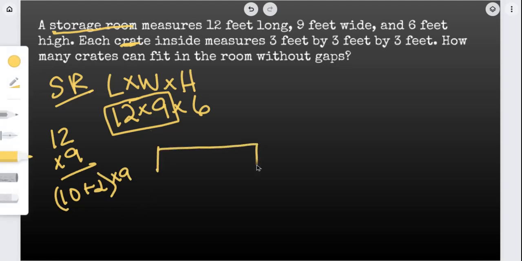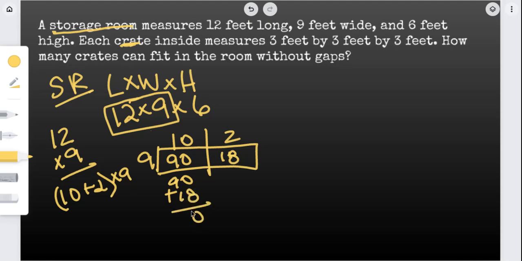So let me get this set up. 10, 2, 9. 9 times 10 is 90. 9 times 2 is 18. I add 90 plus 18, and I get 108. Whoa, I don't need to carry a 1. Sorry about that. 9 plus 1 is 10. So I know that I'm looking at 108 times 6.